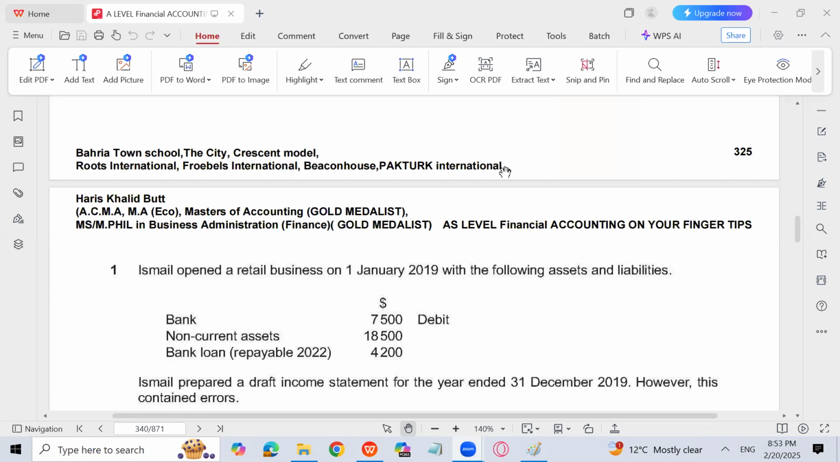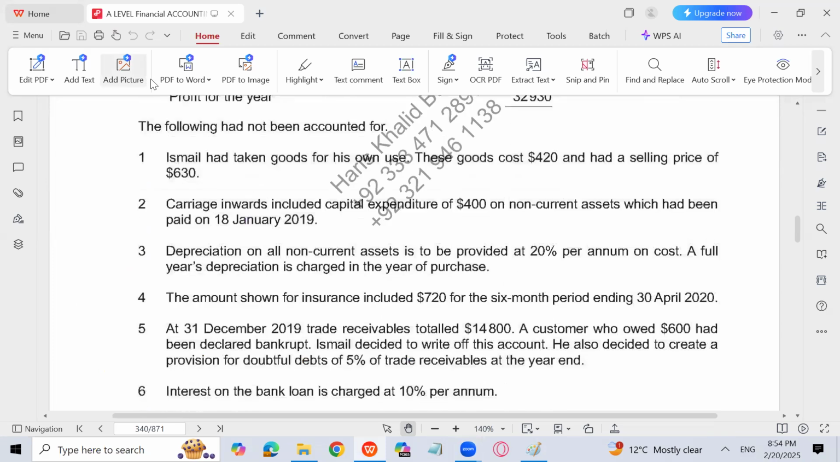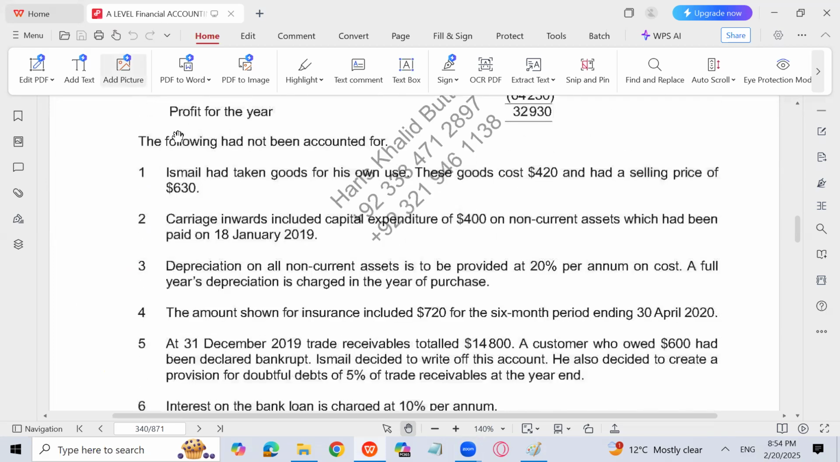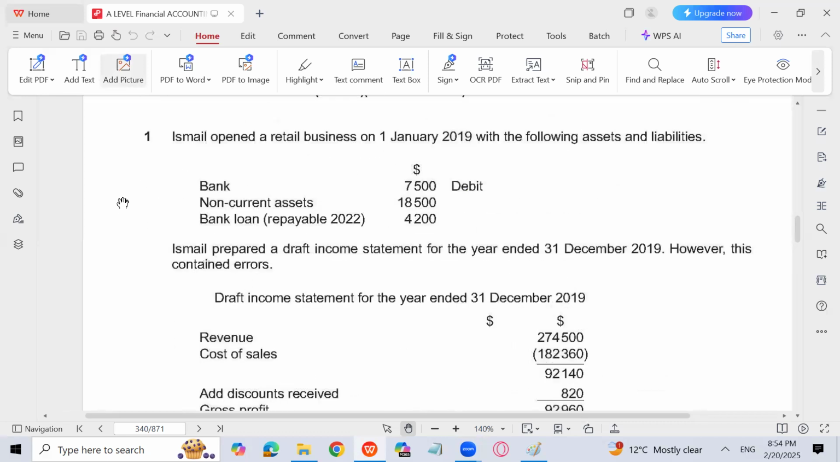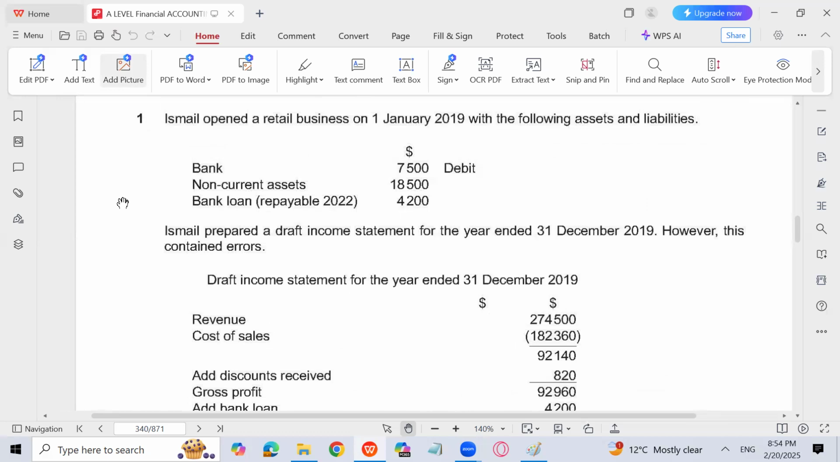Today we are going to solve a question from AS Accounting, that is A Levels accounting, from the chapter of errors and suspense. This question came in the exam in October-November 2022. So we are going to solve this question. Let's see how this question is going to be done.